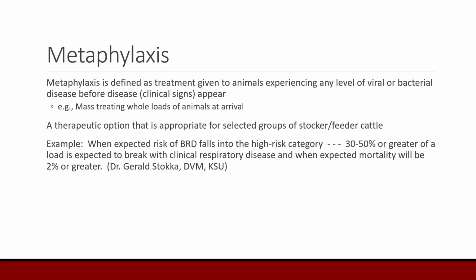Okay. So a DVM out of Kansas State, he said, use metaphylaxis when the expected risk of BRD falls into a high risk category. So that means you're expecting 30 to 50% morbidity, and when expected mortality will be 2% or greater. Okay.